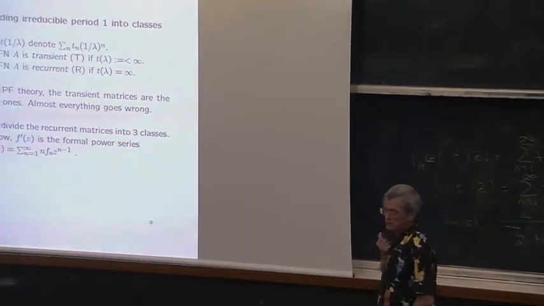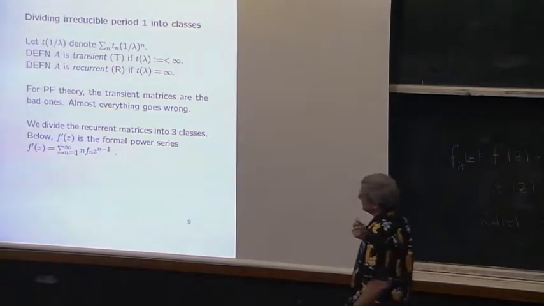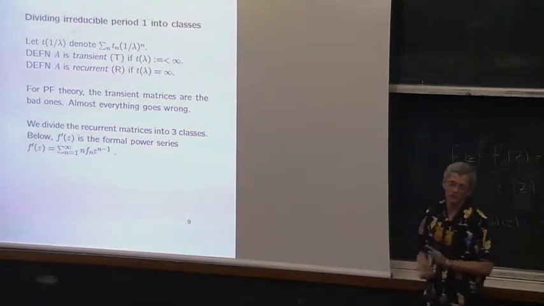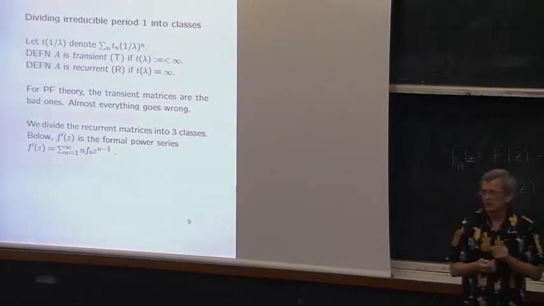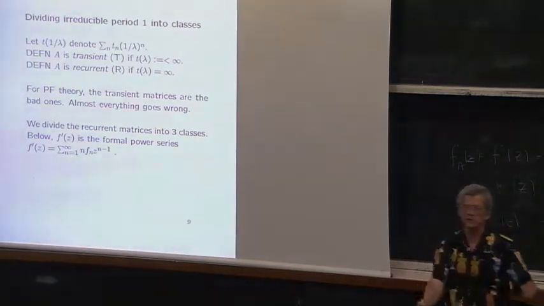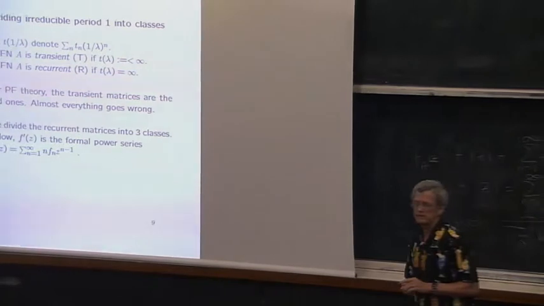And for the Perron-Frobenius theory, the transient matrices are the bad ones. And almost everything goes wrong. So it's not like the finite case. There are matrices which are just very ill-behaved.